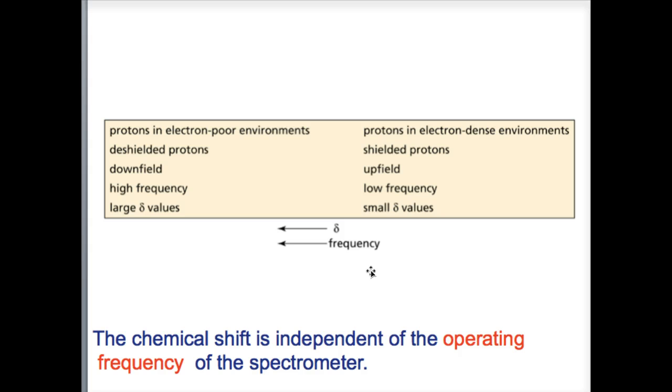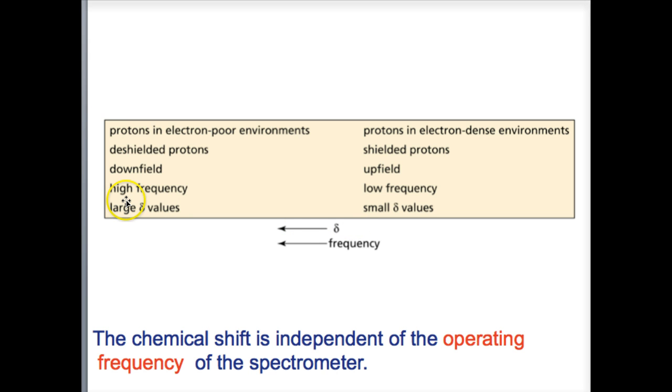The advantage of the delta scale is that the chemical shift of a given nucleus is independent of the operating frequency of the NMR spectrometer. It's factored into delta as the denominator. The table here on this slide helps you keep track of the terms associated with NMR spectroscopy and serves as a summary at this point.